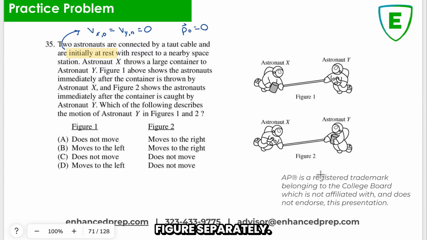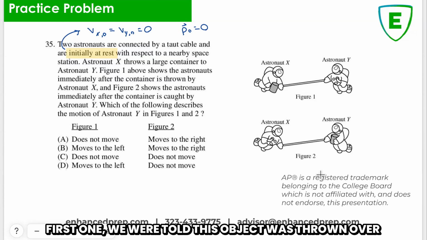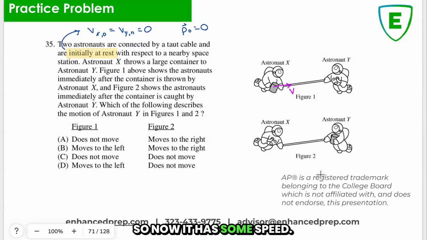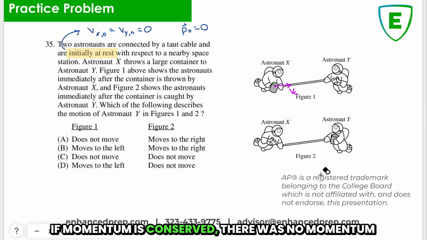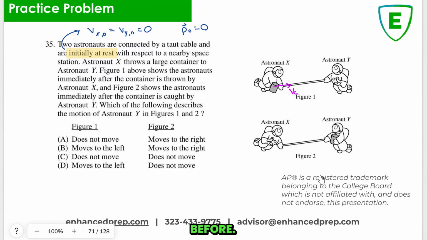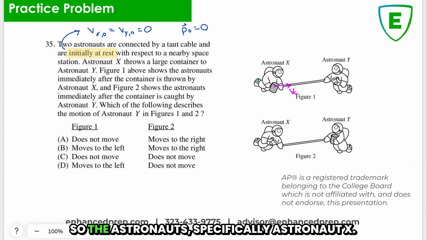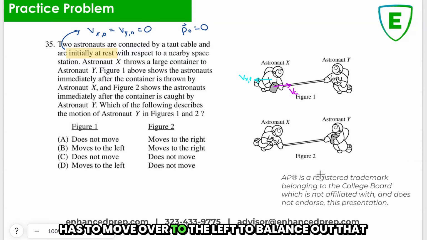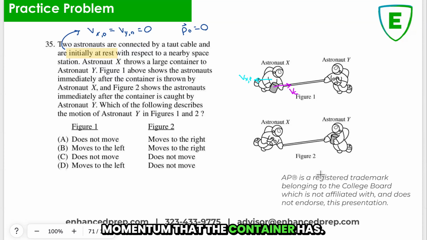First one, we were told this object was thrown over there. So now it has some speed. Let's say, what did they say? It was a container. Let's say VC initial, or VC. If momentum is conserved, there was no momentum before. So the astronaut, specifically astronaut X, has to move over to the left to balance out that momentum that the container has.